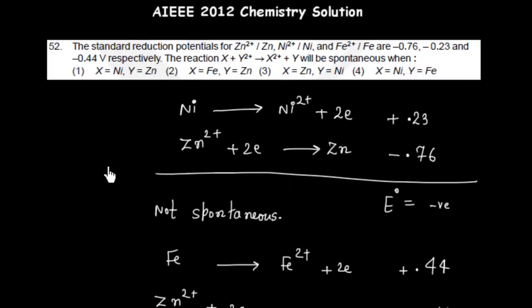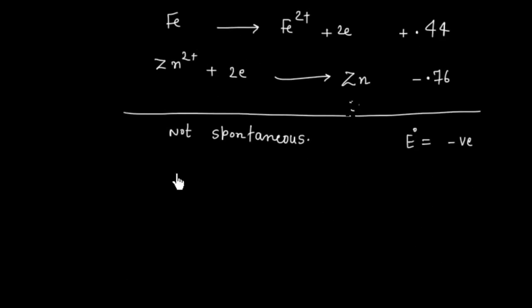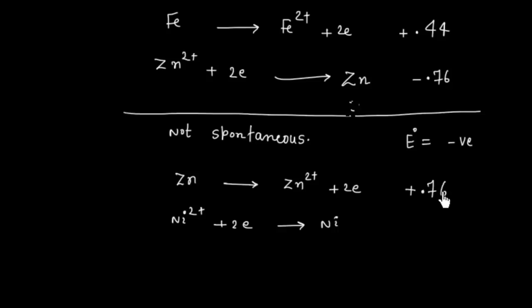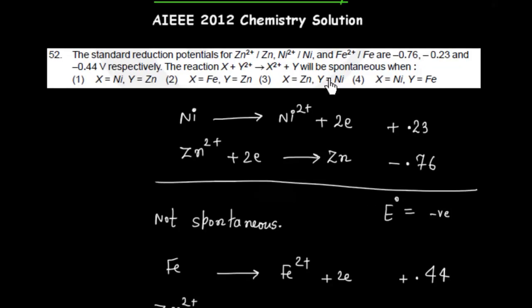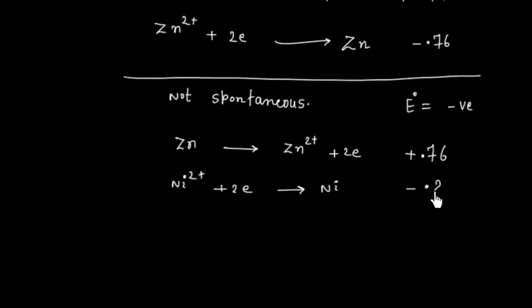Now let us check the next reaction. You have X is zinc and Y is nickel. So X is zinc, Zn2+ + 2e-, and Y is nickel, Ni2+ + 2e-, and we have to form nickel. For zinc, Zn2+ + 2e- is -0.76, so I have to reverse this one, so this is +0.76. And for Ni2+ + 2e-, Ni2+/Ni, that is 0.23 with a minus sign, so -0.23.